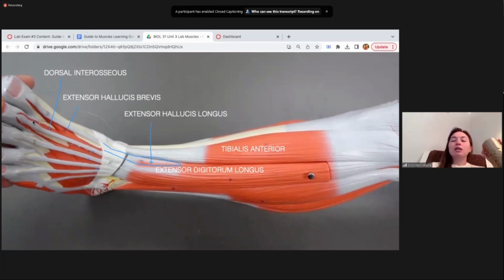Dorsal interosseous would run up and down the toes versus the extensor digitorum brevis, which is going to be like these ones right here that are running sideways. Okay. And then I'll label these two when we rotate it because it's kind of hard to see them well right now. So again, we're on the extensor side.